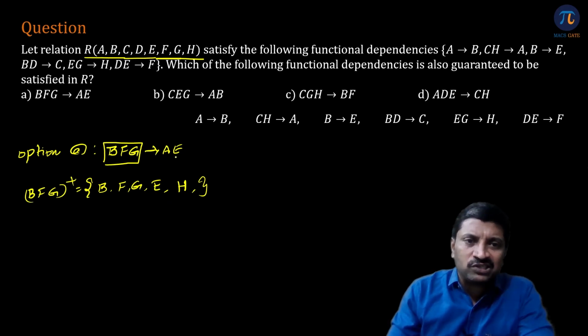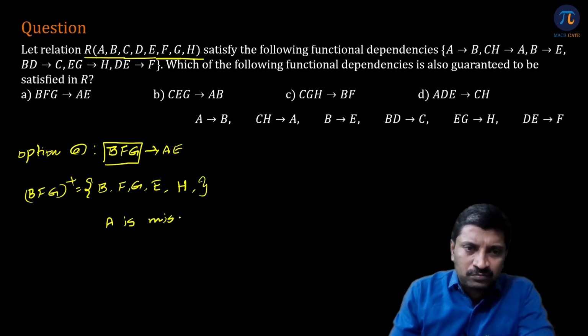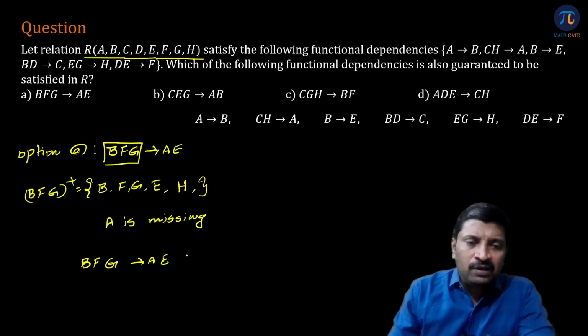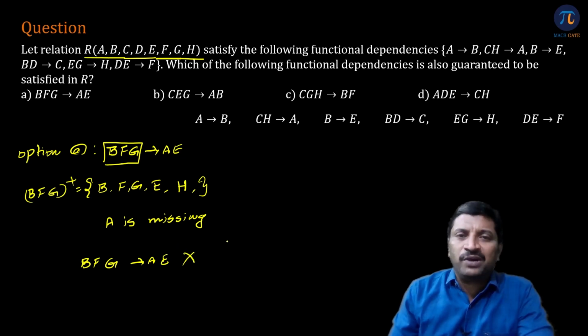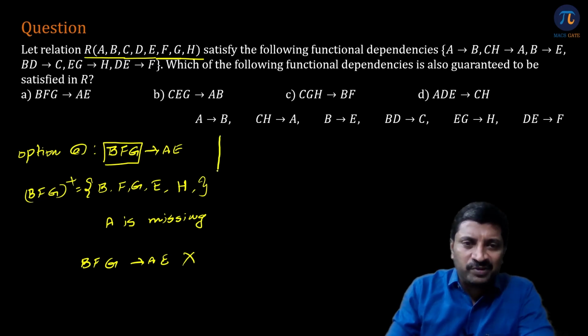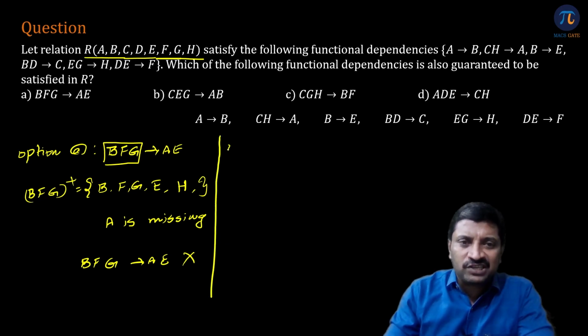Here the closure does not contain A, E. A is missing, sir. A is missing. So this does not hold. So this will not be implied by the given set of functional dependencies. So let us try the second option.